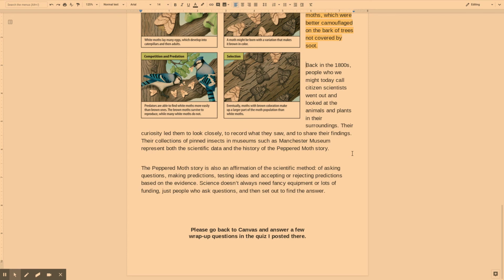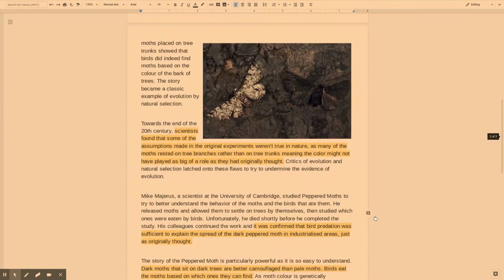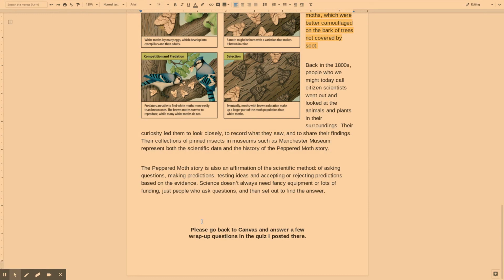Science doesn't always need fancy equipment or lots of funding, just people who ask questions and then set out to find the answer. All right, so again, you've got this whole article linked if you want to read it for yourself or have it as reference. And I would recommend opening that up because in Canvas, you've got a few wrap-up questions that will talk about both this article, so it's going to be good to have this article to reference, and also comparing it to the activity we did looking around my front porch for the moths. So do your best answering those questions.